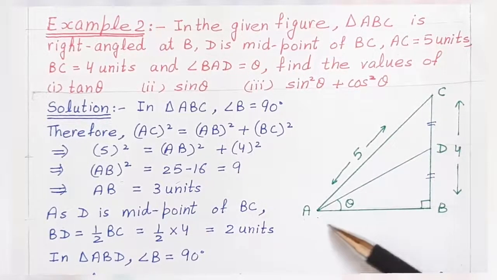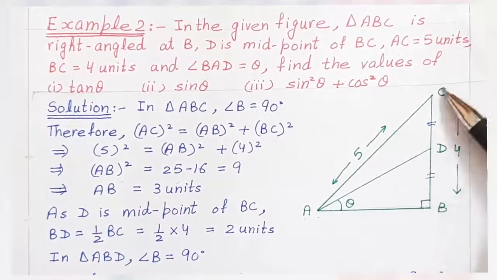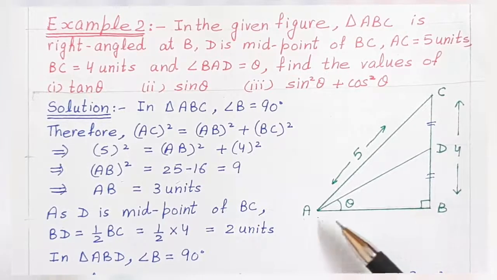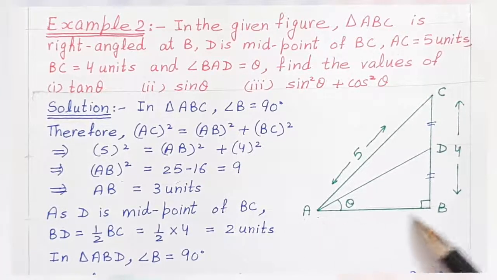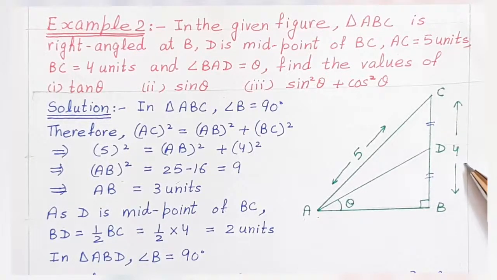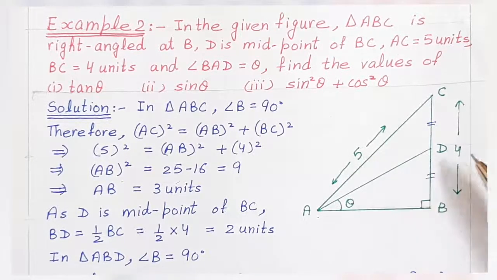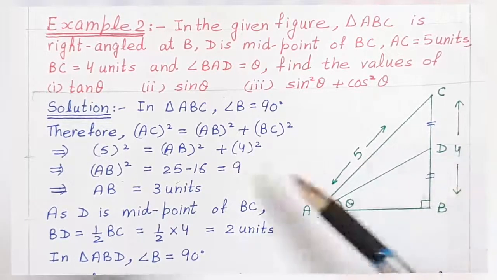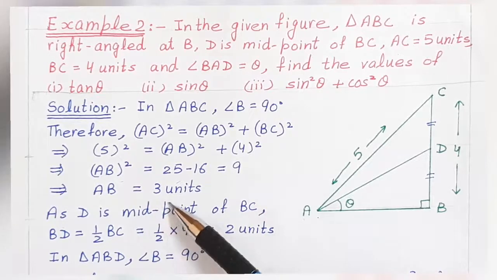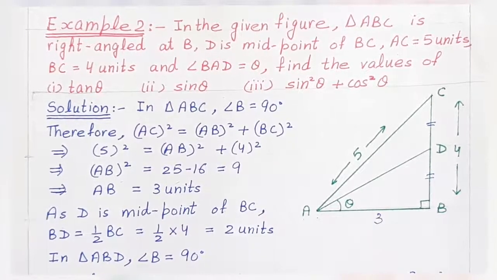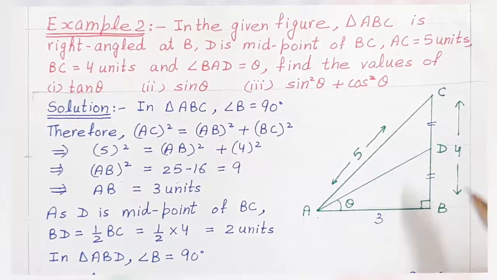Now first of all, consider triangle ABC. In triangle ABC, let us apply Pythagoras theorem and find AB. So here AB will be 5 square minus 4 square. That is 25 minus 16. So that will come out to be 9. Now 9 is a square of 3. So AB is now 3 units. Clear?